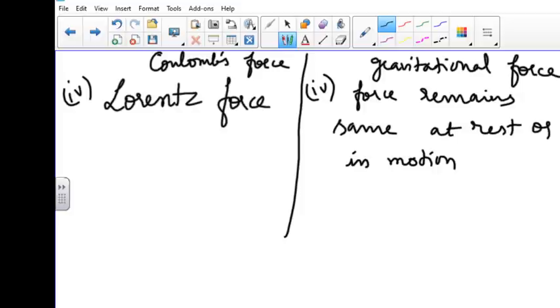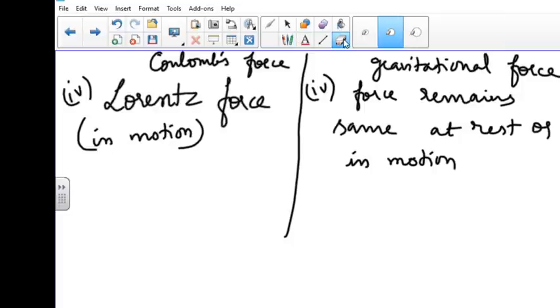Okay. So the gravitational force between two point masses is the same whether the two masses are at rest or in motion, whereas if the charges are in motion, another force comes into play along with Coulomb's force, which we call the Lorentz force. So these are all the differences between Coulomb's force and the gravitational force.